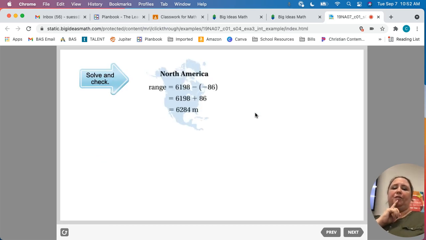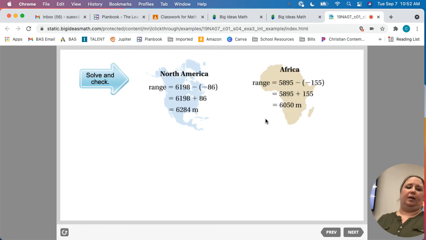Okay? So for North America, we're going to do 6,198 minus a negative 86. What do you see here? We have minus a minus, right? Which means it's what? Positive. So instead of saying 6,198 minus a minus 86, we just add them. That's going to give you the range. So what's the range for North America? Very good. Meters. Now let's look at the other one, Africa.